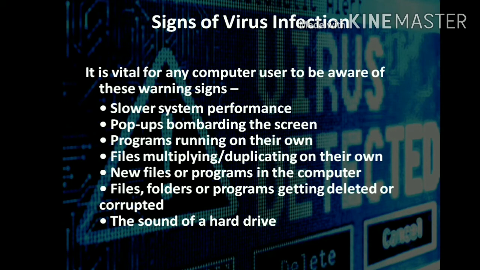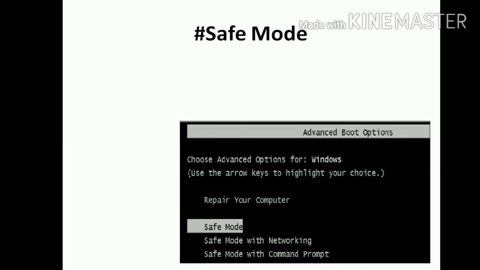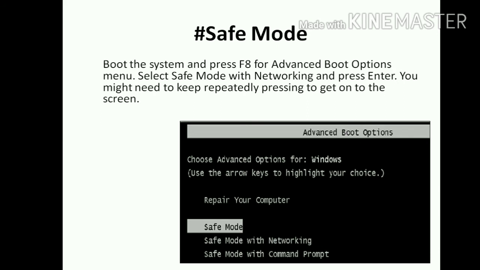If you are confident enough, then start investigating on your own by following the steps which I am about to tell you. First one is the safe mode. Boot the system and press F8 for advanced boot options only. Select safe mode with networking and press enter. You might need to keep repeatedly pressing to get onto the screen. Working in safe mode helps handle nefarious files as they are not actually running or active. Last but not least, the internet spreads infection, so remove the connection.